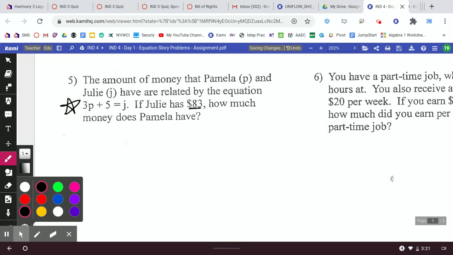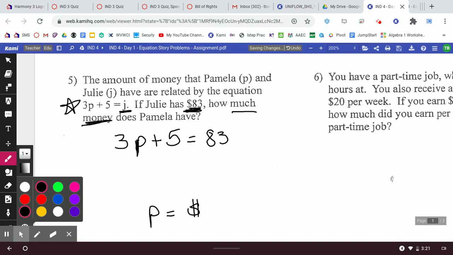Well, let's take our equation that they wrote for us. We didn't even have to do that part. And we do 3P plus 5 equals. Now, in place of J, I'm going to put what Julie has, which is 83. And now, in order to find out how much money Pamela has, you have to solve for the P because the P stands for Pamela. So you'd move the 5, divide by 3, and then again, it's how much money. So your answer at the end, when you get there, is going to be P and then a dollar sign. Okay, and then whatever answer you get when you solve for P.